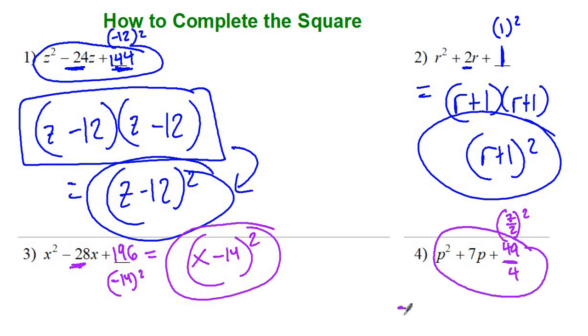This is now a perfect square. What does that factor to? It factors to p plus, and then half of this number is what goes here. So half of 7 is 7 over 2. That's now a perfect square. In the next video, I'm going to show you how to use that process to actually solve a problem using what's called completing the square.